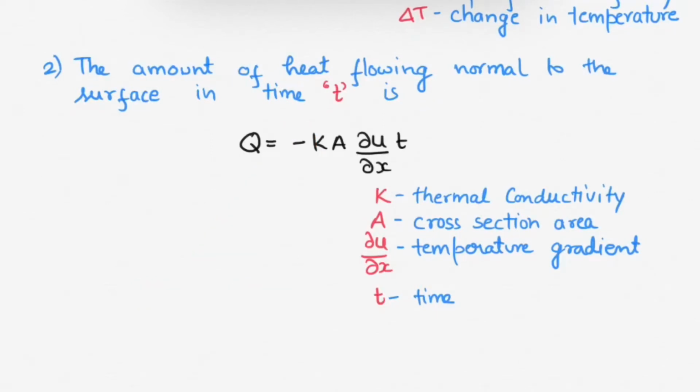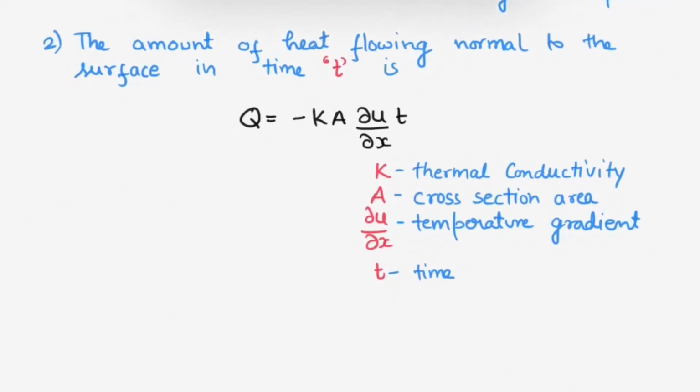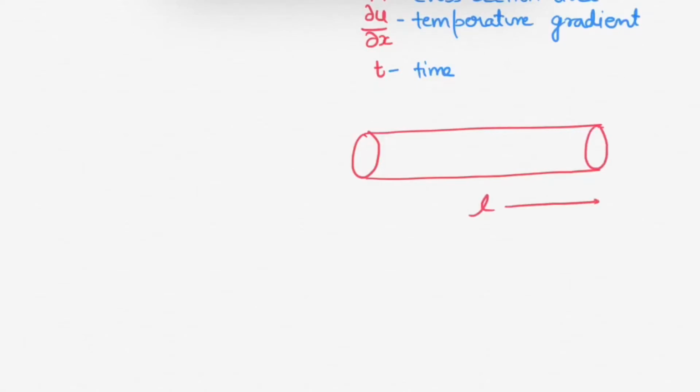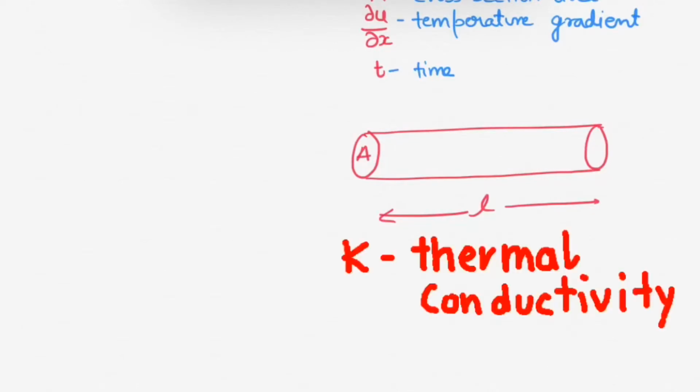Okay, now all the preparation is done. Now let's derive the heat equation. Suppose we have a uniform rod of length L and of cross section area A. And let the thermal conductivity of this rod be capital K.